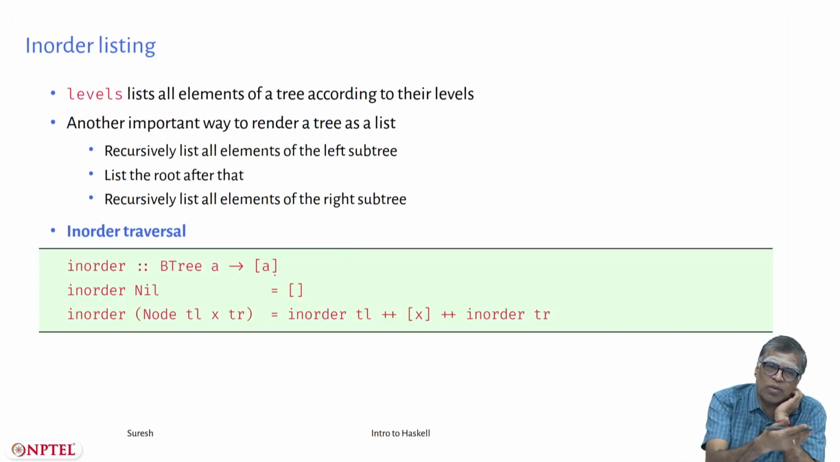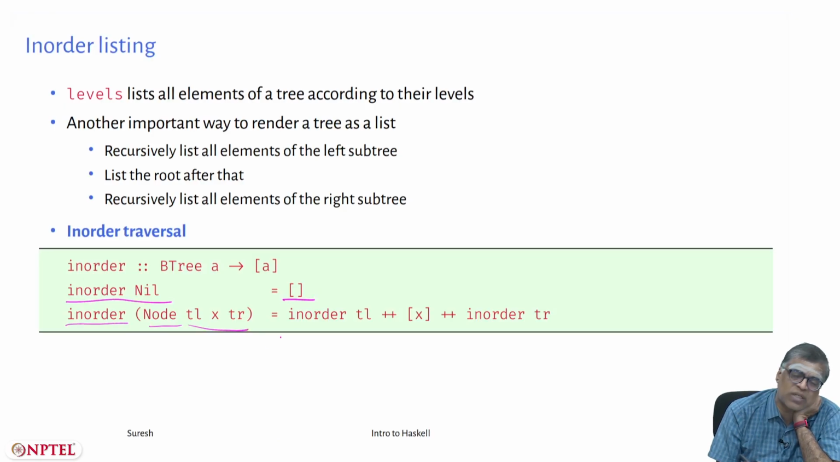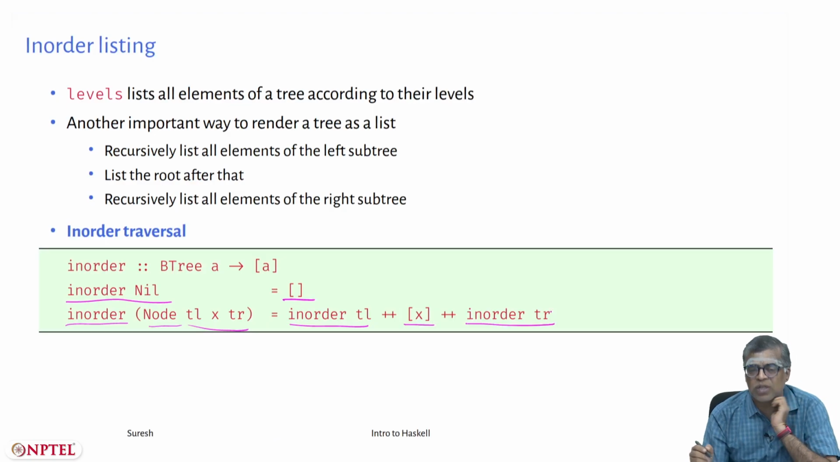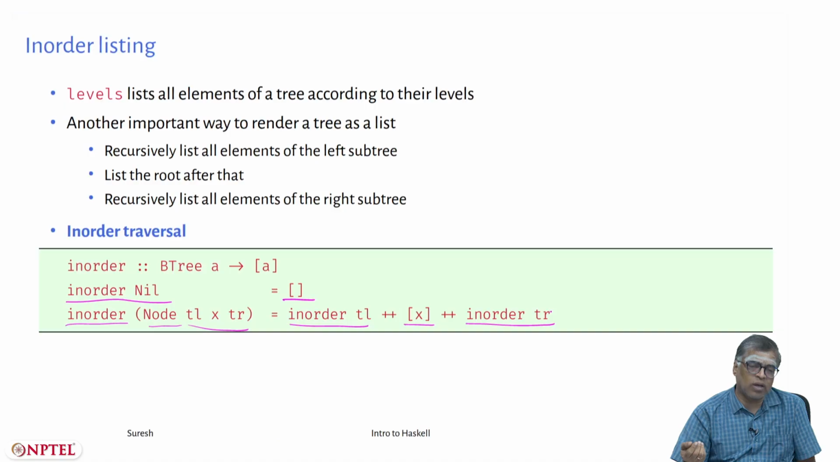It's just transcribing that, in Haskell: inorder of Nil is just the empty list. Inorder of Node TL x TR is inorder of TL plus singleton x plus inorder of TR, right. So I can go back and do the in-order listing of that earlier example that we had. Let me switch to VS Code now.